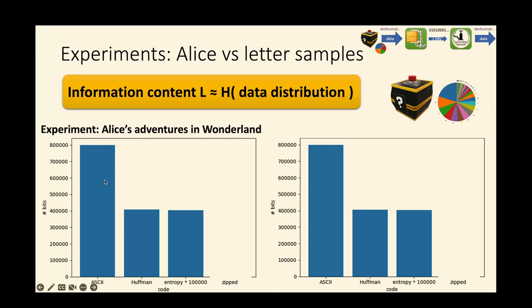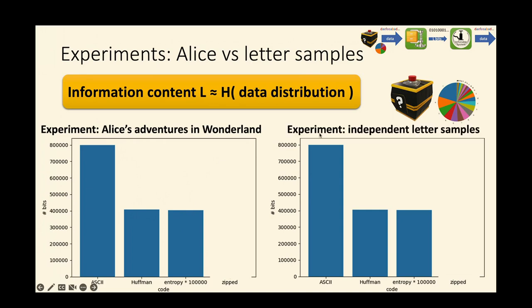It's not very hard. So I took Alice in Wonderland, and the first 100,000 characters. If I just store it stupidly using ASCII code, that's also a code, no? It uses 8 bits per character. Then obviously I need 800,000 bits to store this. So let's be more clever and use the Huffman code from the previous slide. And indeed, the number of bits is going to be roughly 400,000. That turns out to be very close to the Shannon entropy times 100,000. So that's exactly what Shannon predicted, that you need 4 per source symbol, and there we have 100,000 source symbols. So that's very close to each other.